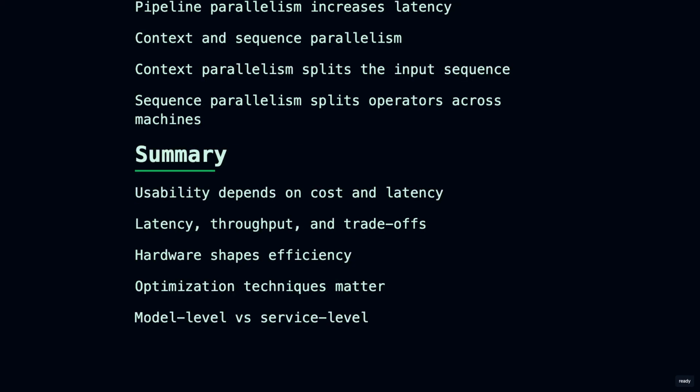A useful distinction is whether you optimize the model itself or the serving system around it. Model-level changes can affect behavior, while service-level changes usually leave the model unchanged and only improve how it is served.